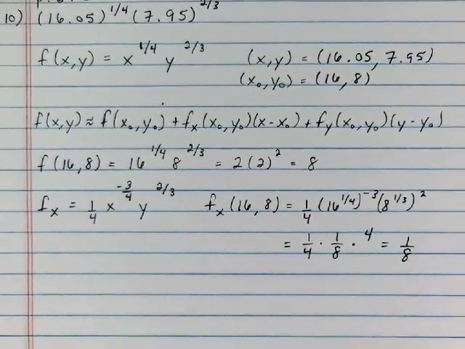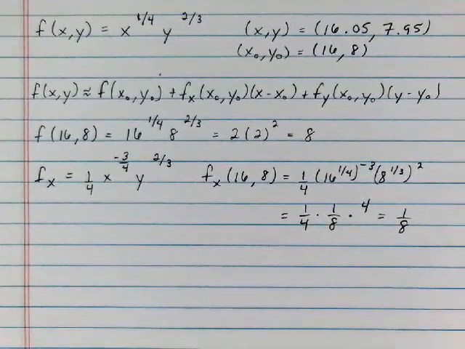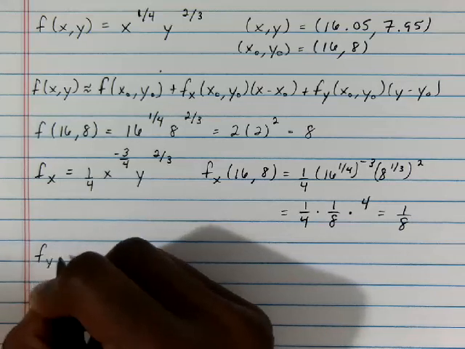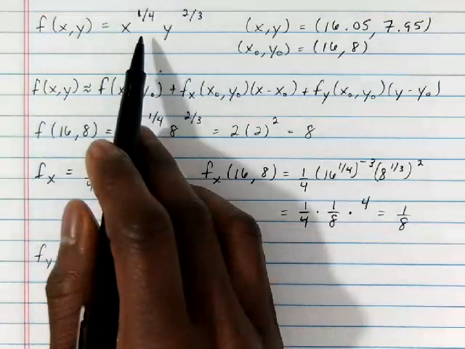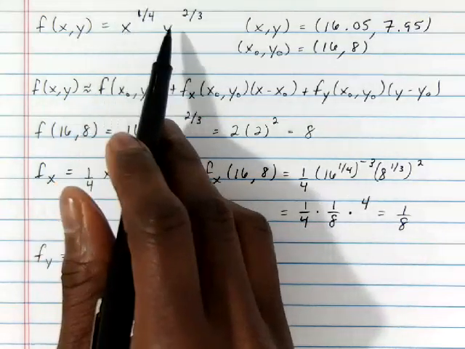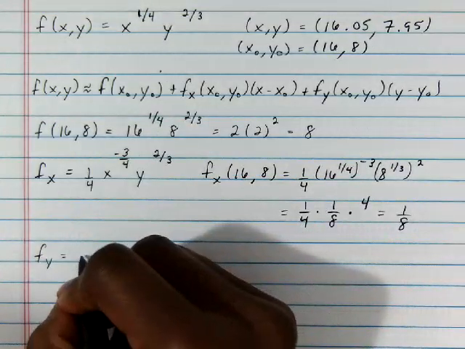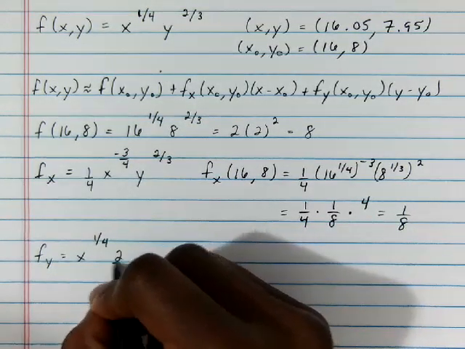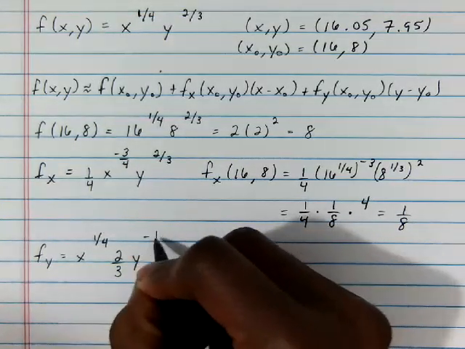All right, and then the partial of f with respect to y is, all right, so this x term is constant. The derivative with respect to y of our y term is then 2/3. So x to the 1/4 times 2/3 y to the negative 1/3.